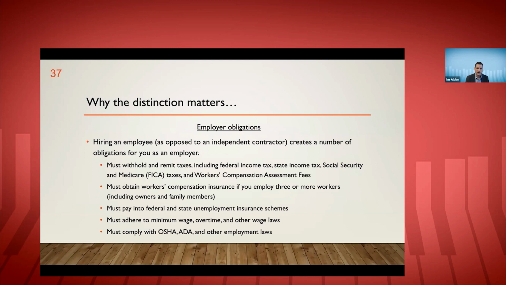The big reason people try to get out of being an employer and use independent contractors instead is that if you have employees, you have to withhold and remit taxes: income tax, Social Security and Medicare taxes. You have to get workers' comp insurance. In this state, that's required if you employ 3 or more workers, though I recommend you get it from the jump, because you don't want to have 2 employees, no workers' comp, and one of them gets injured. You have to pay into the federal and state unemployment insurance schemes.